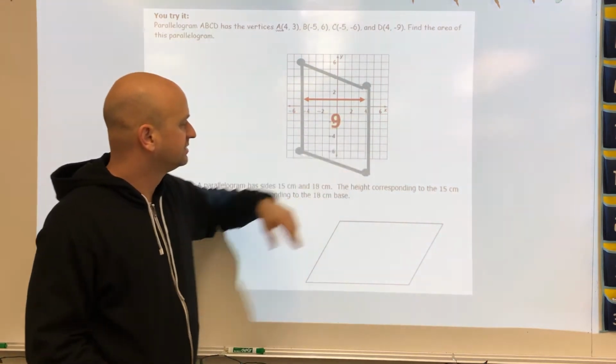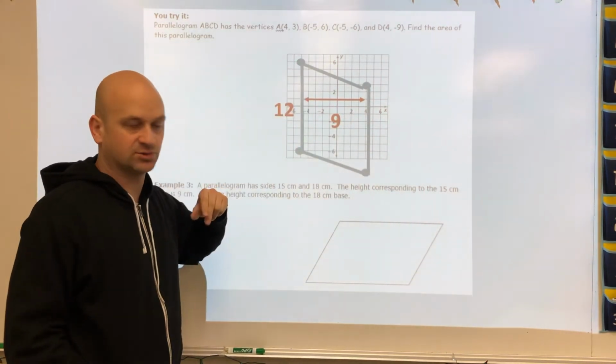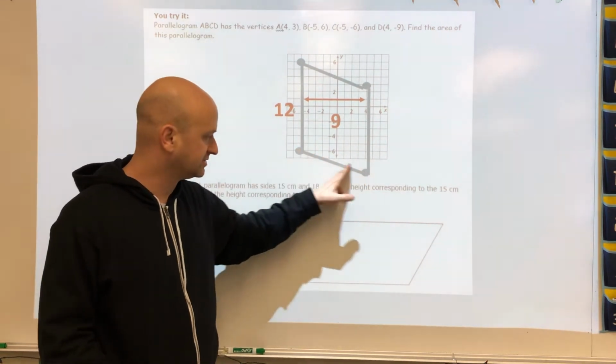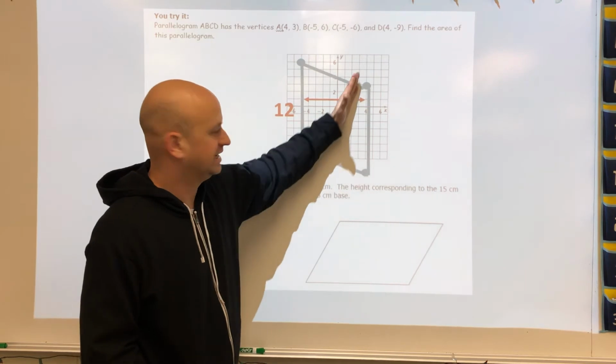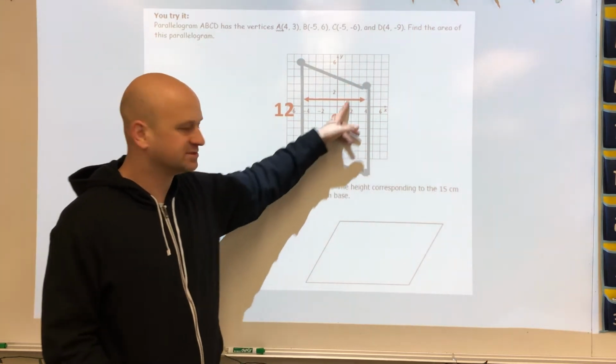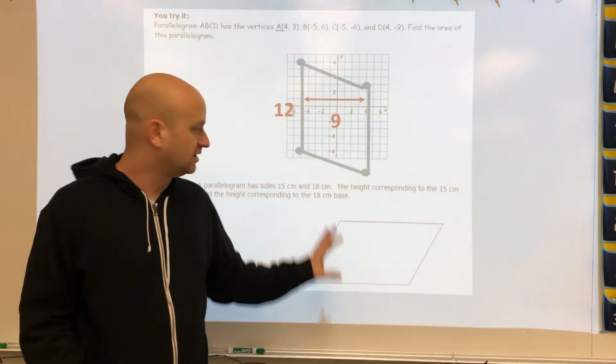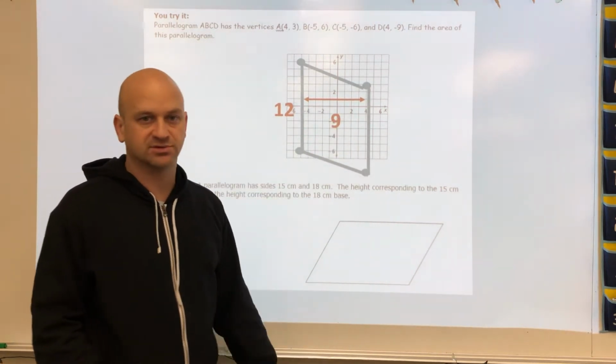So this distance here is 9, and then this distance here is 12. You could use the diagonal distance, but again, if we use this as a base, the height has to be perpendicular, and then that just becomes more complicated. We can figure it out using the distance formula, but this way is much simpler.